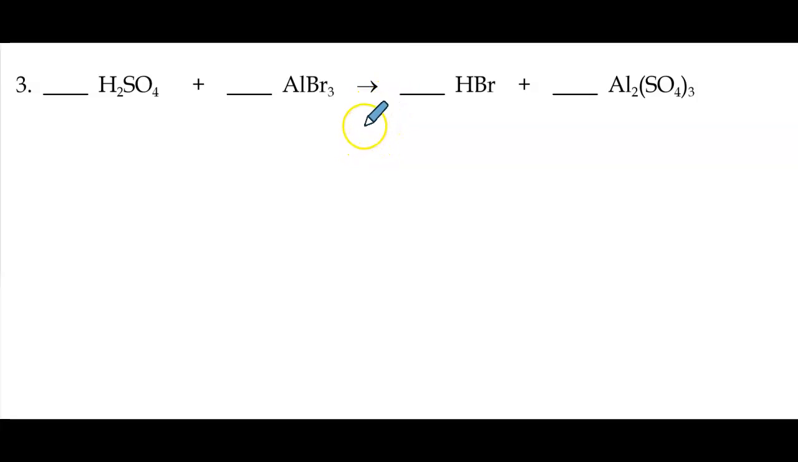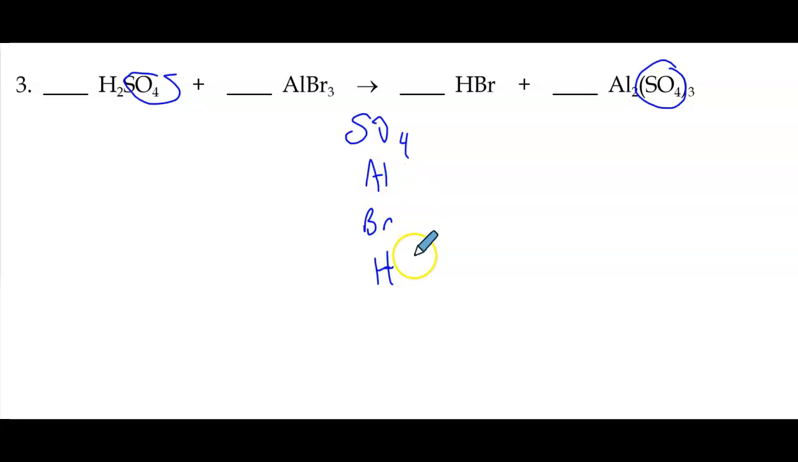We're looking for polyatomics. I see a polyatomic here, and I see the same polyatomic over here. So I can use that as a unit. That should help speed things up for balancing. So SO4, Al, Br, and H. Notice I put H last. I did that because I do not want to start with H. I want to end with H. Most of the time that makes this easier to balance.